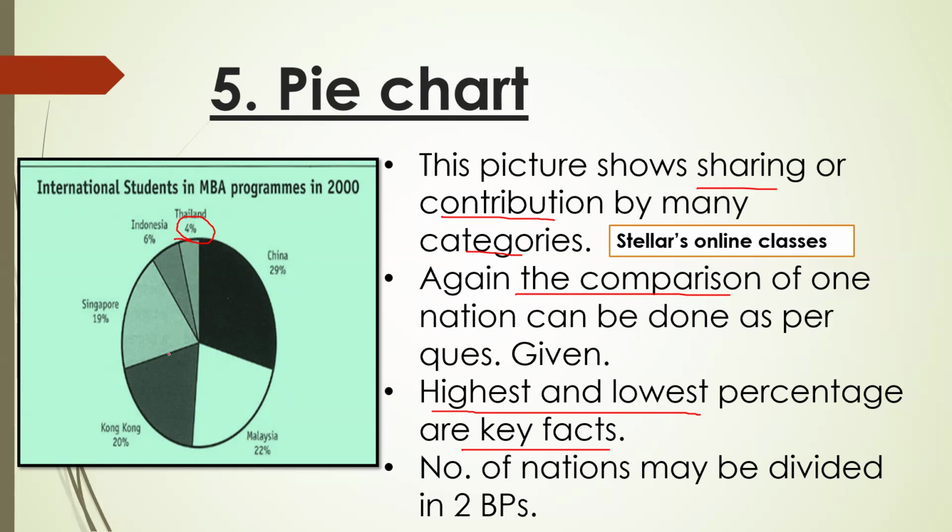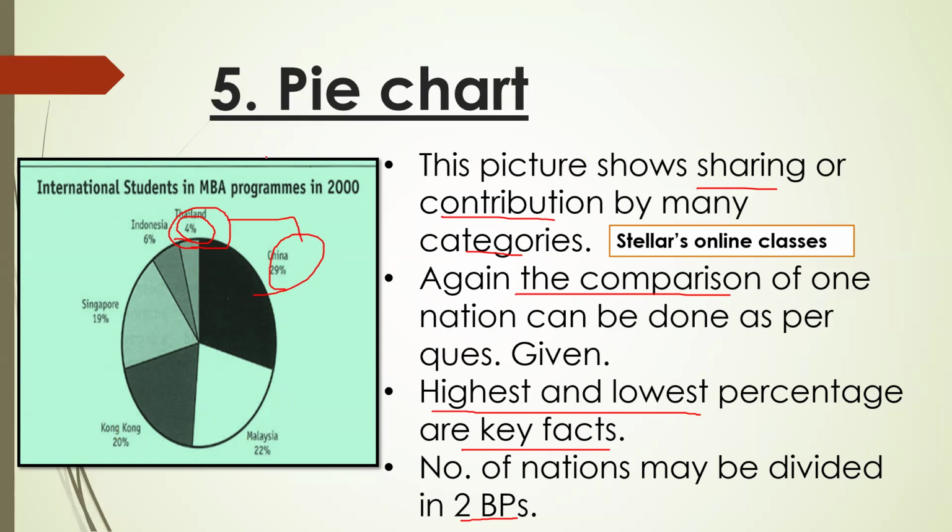For example, here the highest is 29, right? And lowest is 4%. So these are the key features that can be explained in the overview. And the other data you can explain in the two BPs, right?